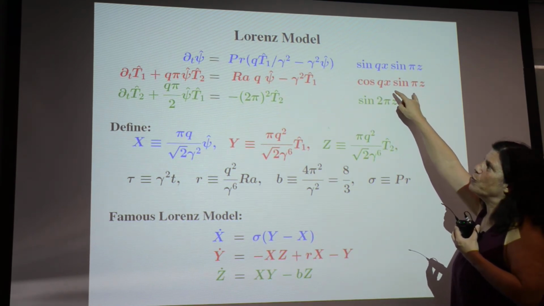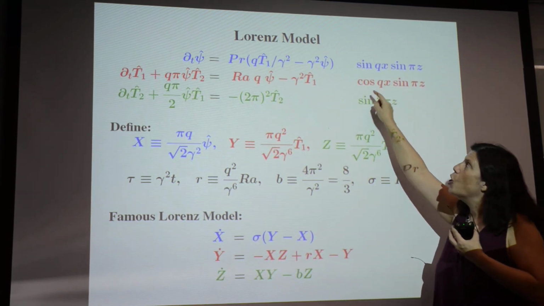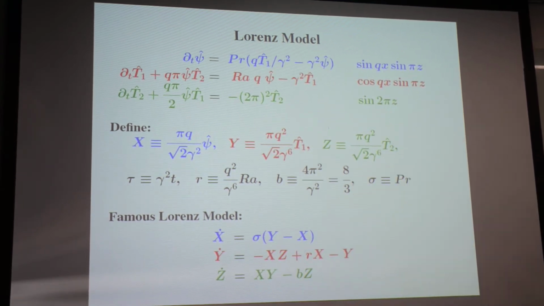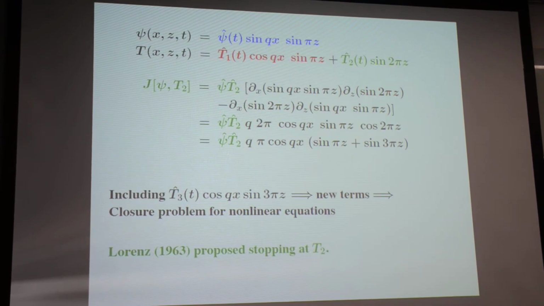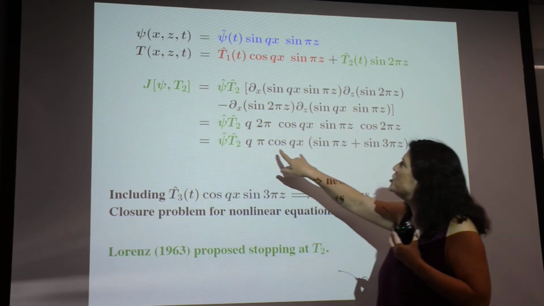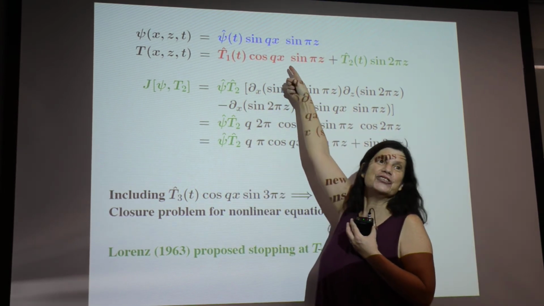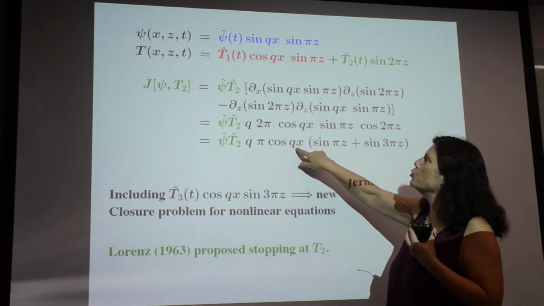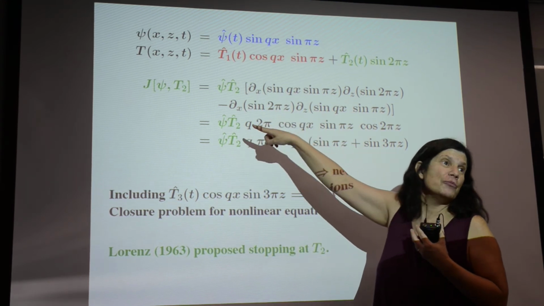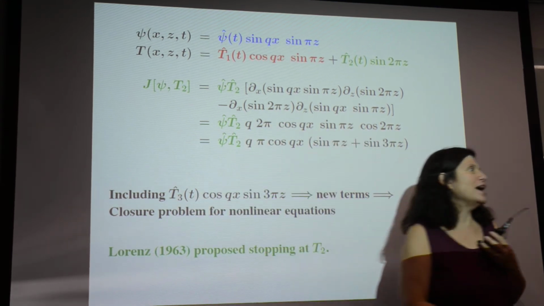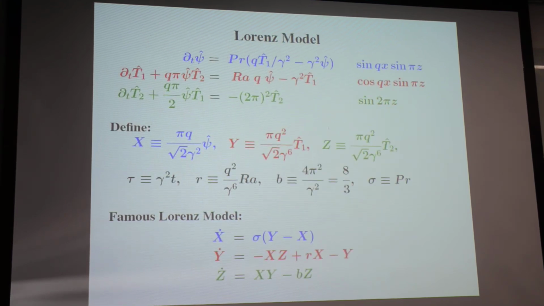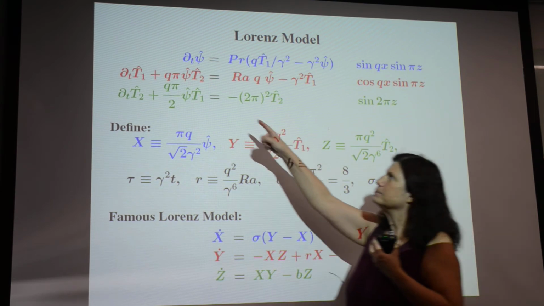This is like the same equation as before, not quite, because these are terms proportional to cosine qx sine pi z, but you recall that taking the T2 term, we did generate something that was like the T1. So we have a source term here, psi T2 q pi, that comes from the T2. Okay, so that term gets added, that's like the T1 term, and so that here is a new term.